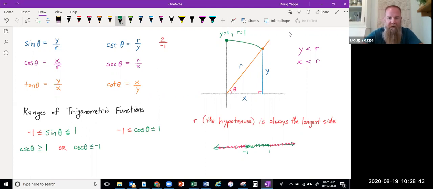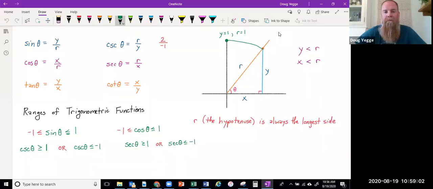That same exact scenario happens for cosine, to where secant of theta has to be greater than or equal to 1, or the value of secant theta would have to be less than or equal to -1. Okay, so far these are a couple of important components that we have to recognize.